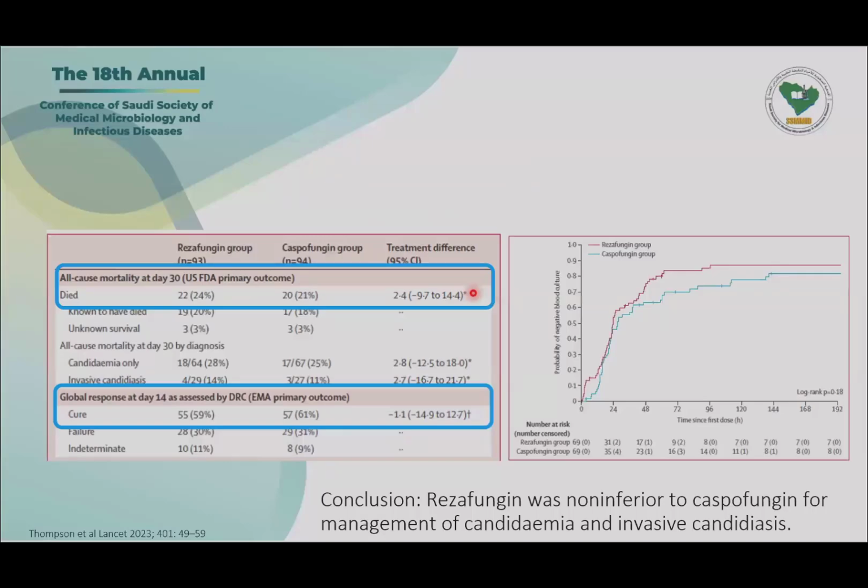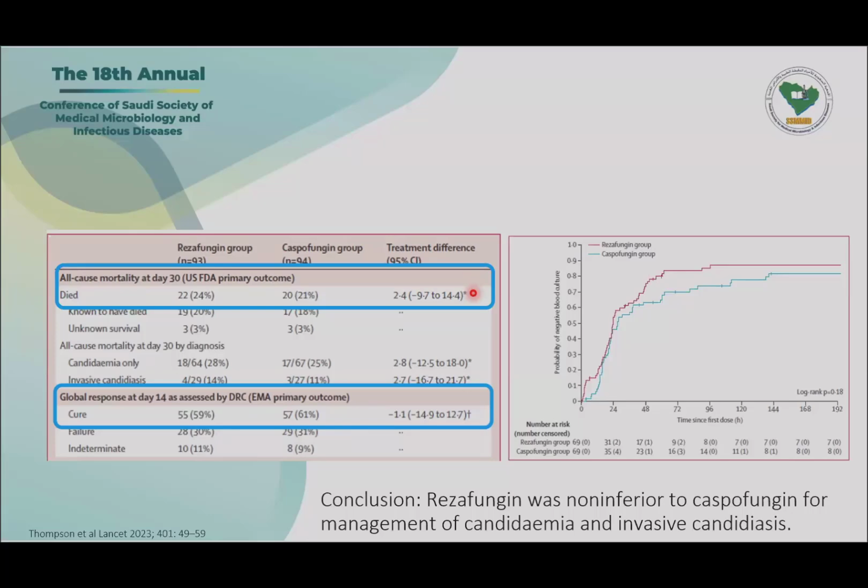And here are the main outcomes. If you look at the all-cause mortality, 24% in the rezafungin group versus 21%. It fell within the non-inferiority margin. So it was non-inferior to the caspofungin. And also looking at the global cure, they were quite similar. Again, this was also on the right side here. If you look at the Kaplan-Meier curve, those two groups were similar to each other.